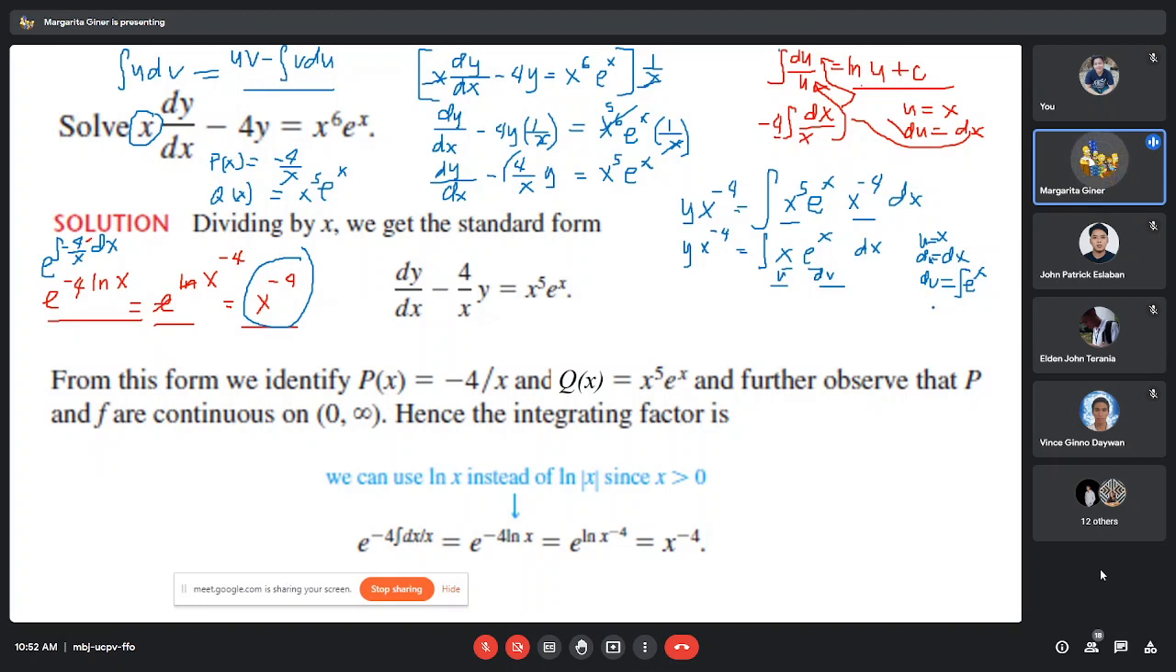So what is the antiderivative of e raised to x? This will become e raised to x. The u here is x, and its du is dx. You have nothing more to multiply, du is simply dx. So your answer here is just e raised to x.